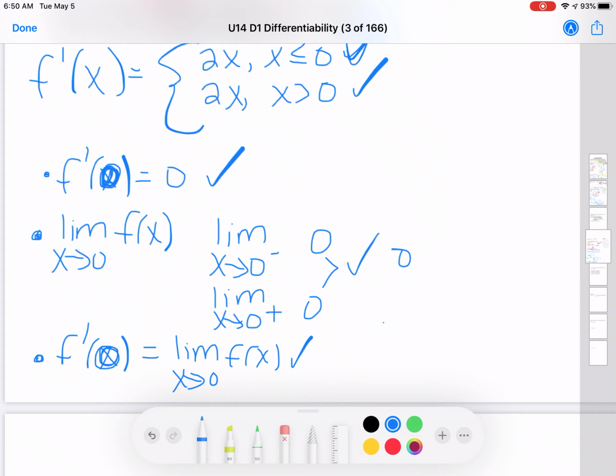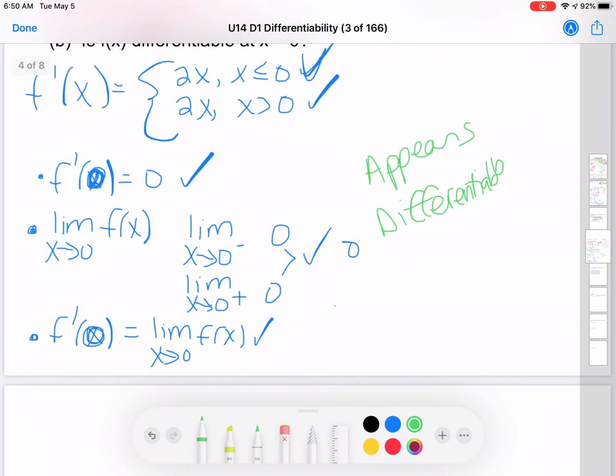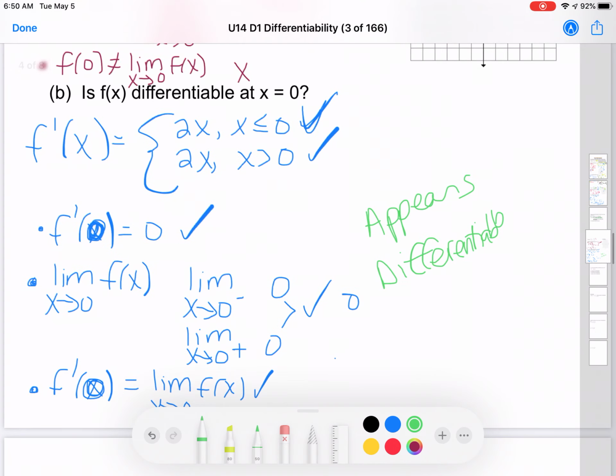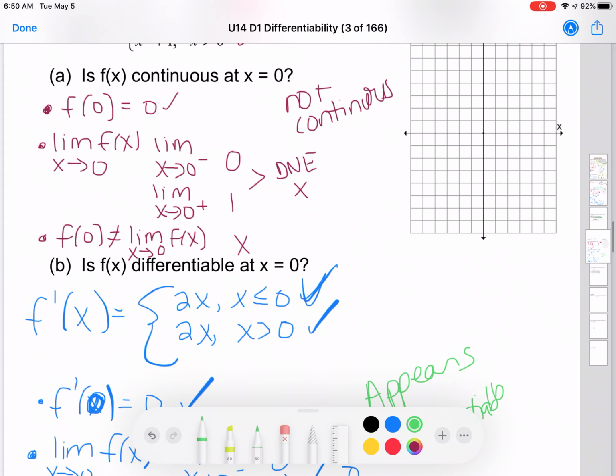Right, so here we think that it's differentiable, and that's what I want you to notice. This appears differentiable. But is it really differentiable? It's not, because the limit didn't exist. So this is why you can't just jump to this step of just finding the derivative and applying the continuity test on the derivative, because it can appear that it's differentiable, but we already know that it failed because it wasn't continuous. So that's just something I wanted you to see.